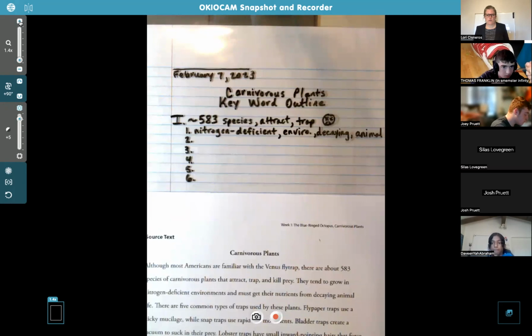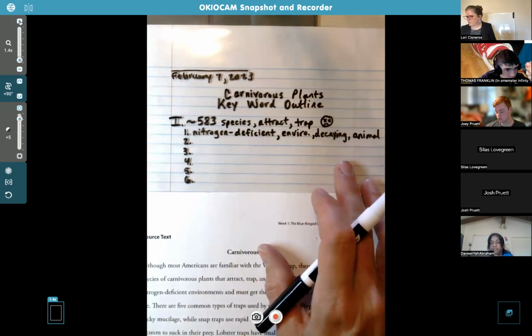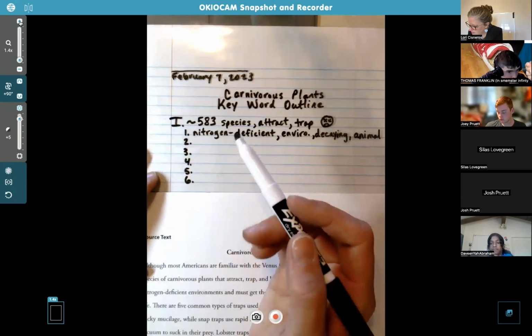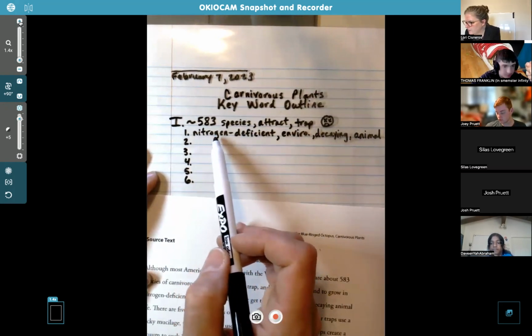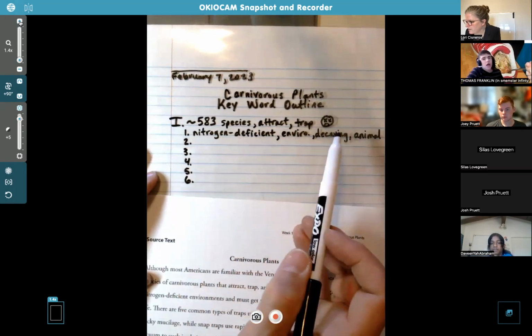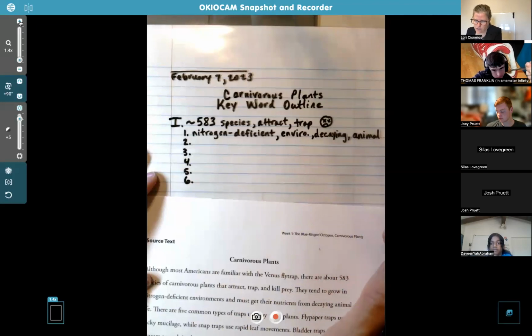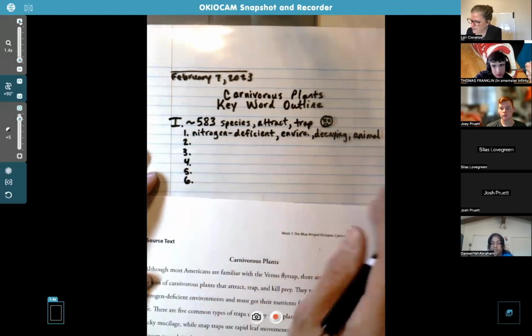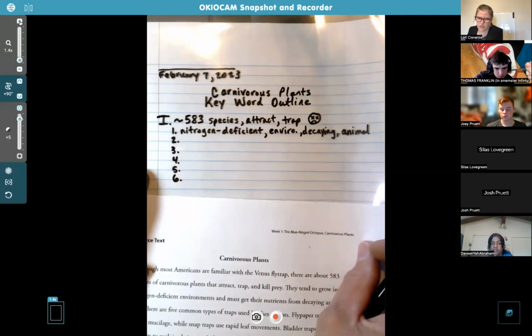It's going to be tricky to remember nutrients. So we might want to try, that's what they're getting from the decaying animal. So this sentence could be, they live in a nitrogen deficient environment and eat decaying animals for their nutrition. That's an example of how to use that line in a sentence, because you're going to do the same thing you did with the blue-ringed octopus.